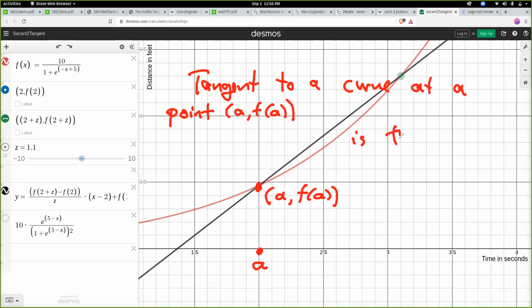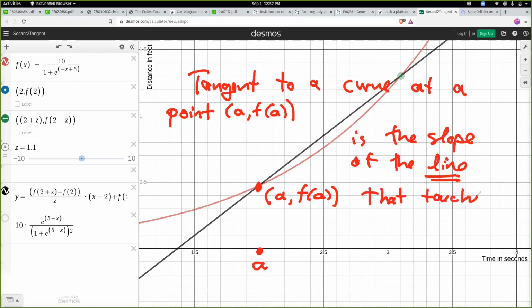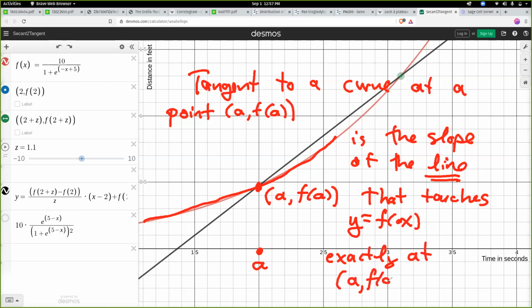So it is the slope of the line, and it's a literal line. That's why we were studying lines last time. The slope of the line that touches the curve y equals f of x. So in this picture that we have, y equals f of x is this red curve here. So it's the slope of the line that touches y equals f of x exactly at the point a, f of a.